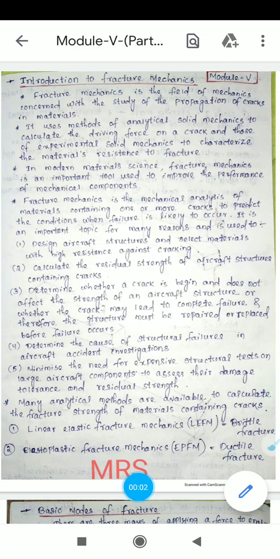In this lecture, I will study the introduction to fracture mechanics. First, you should know the definition of fracture mechanics. Fracture mechanics is a field of mechanics concerned with the study of the propagation of cracks in a material. In general, fracture mechanics gives details about the propagation of cracks, meaning it is related to the crack in a material.